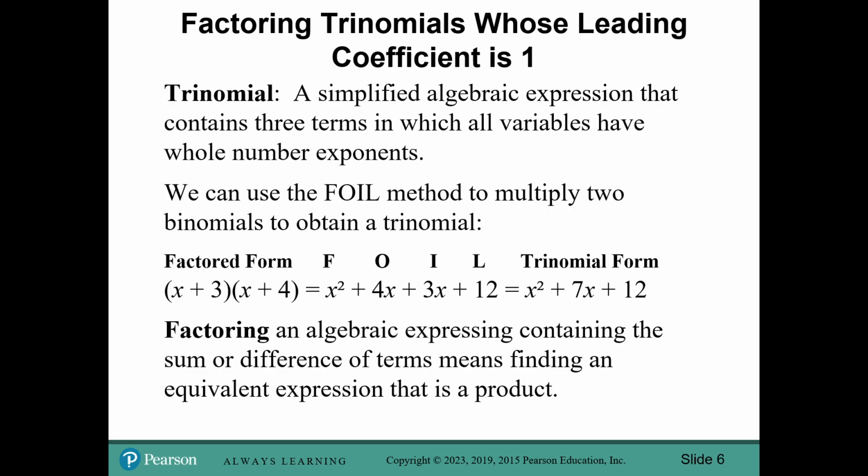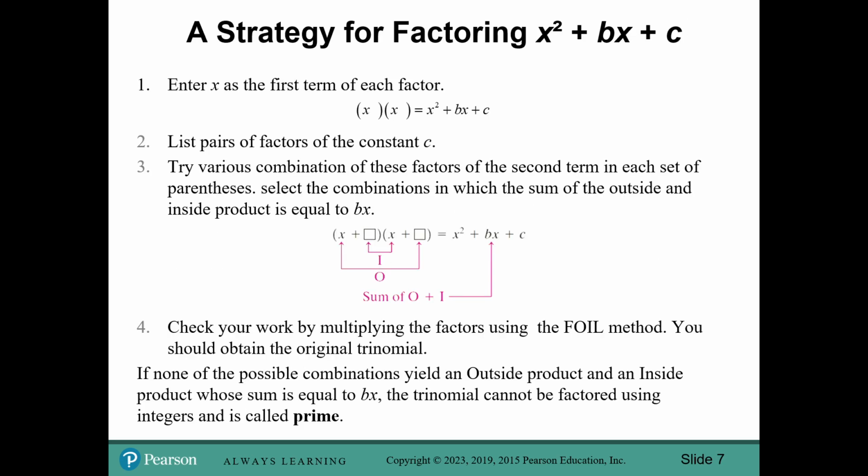If we look at factoring, an algebraic expression containing the sum or difference of terms means finding an equivalent expression that is a product. So when we do the FOIL method, we take it from factored form to trinomial form. When we factor, we go from trinomial form back to factored form. So learning to go both ways here. There are many different strategies for factoring a trinomial.